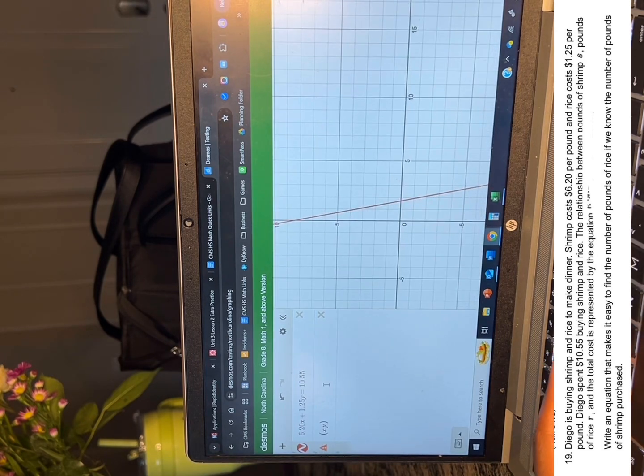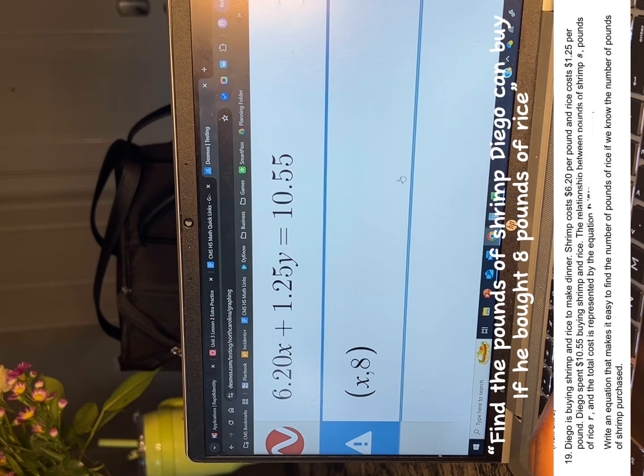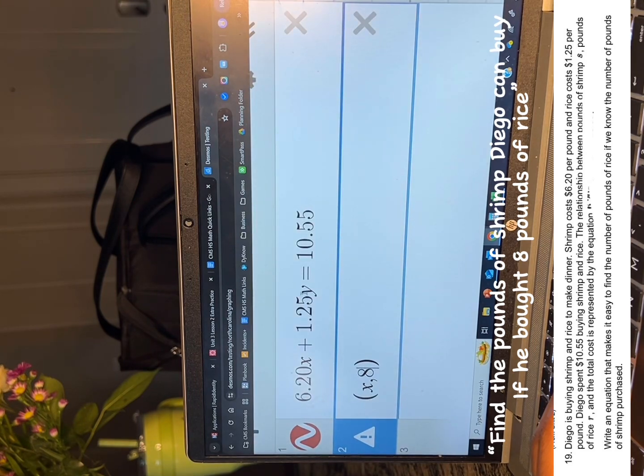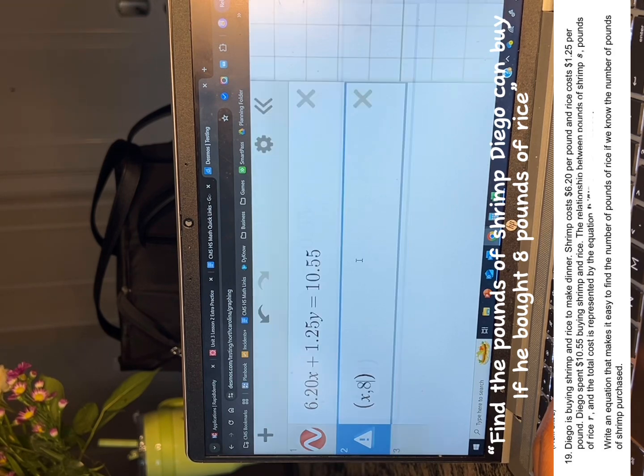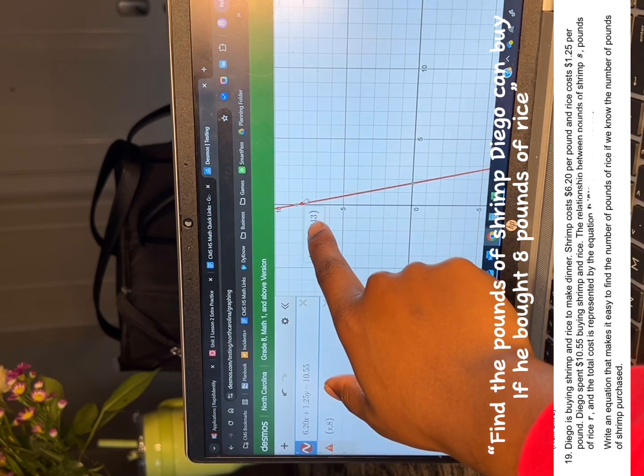So if I said find pounds of shrimp she can buy if she buys 8 pounds of rice, you know that rice is Y. So you're going to look for where Y is 8 on your coordinate plane. Let's see if I did a good job picking a random number. Not really, but we'll take it. I can't get to exactly 8. We'll just guesstimate, but somewhere between 0.08 and 0.09, my Y would be 8.